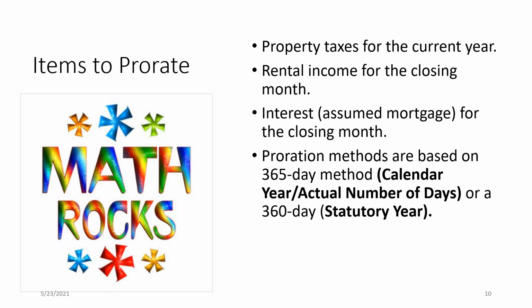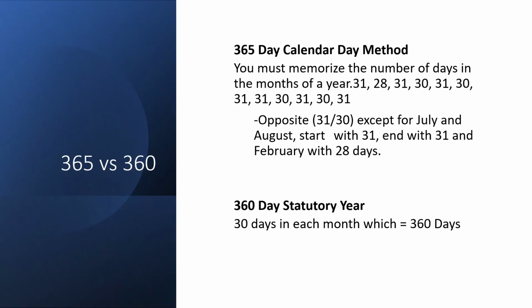There's some people that do the knuckle method. There's all different kinds of ways to remember these, but that's the easiest way for me. The 365-day method versus the 360-day statutory year. In Alabama, they use both of these. So you'll have to know how to do both of them.